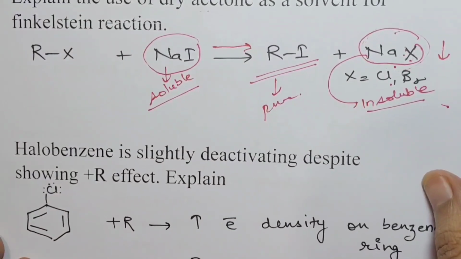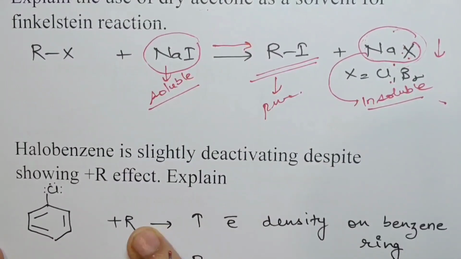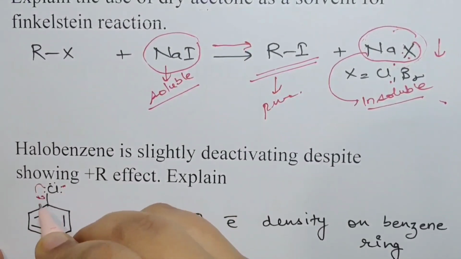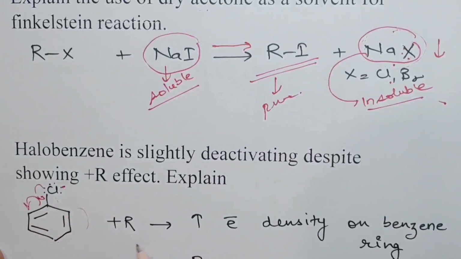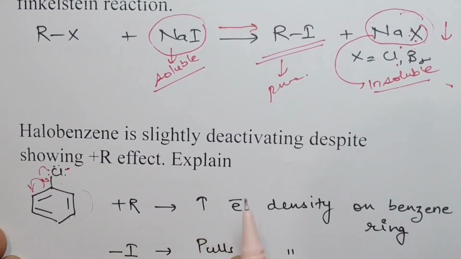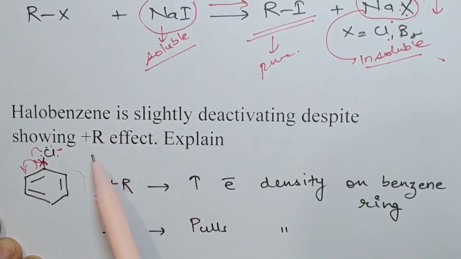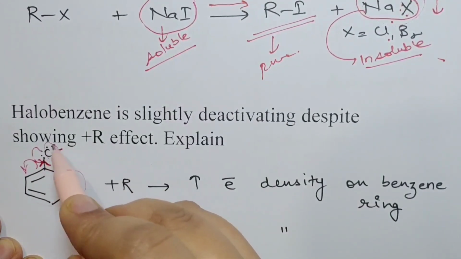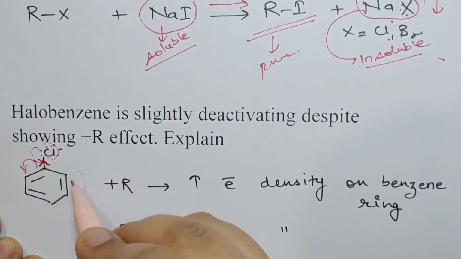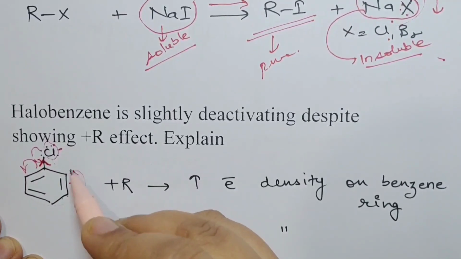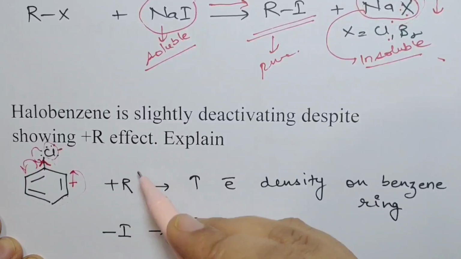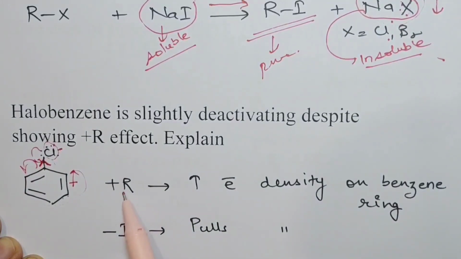Halobenzene is slightly deactivating despite showing plus R effect. So yes, halobenzene shows plus R effect and increases the electron density on the benzene ring, but it also shows minus I effect because of the halogen atom. Because of this minus I effect, it pulls the electron density from the benzene ring. Now these two effects have opposite impact. Plus R effect increases the electron density, minus I effect decreases the electron density.